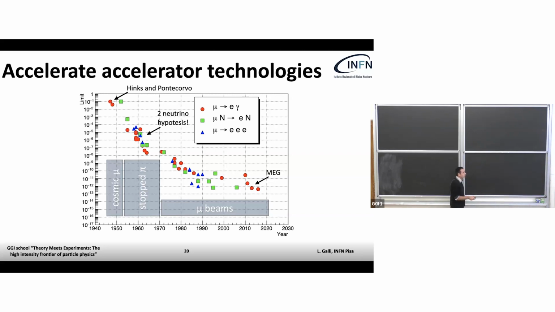And this is the technology exploited till the 70s. And then we started really using muon beams. And you see that all the steps in this technology are also reflected in the improvement of the limits. This is not just, of course, accelerator technology, but it's also detector technology.